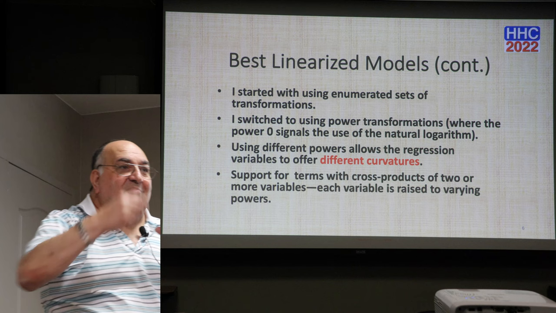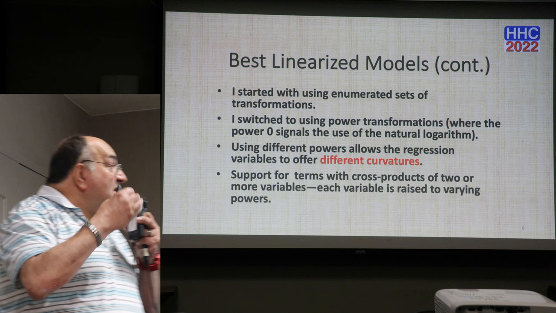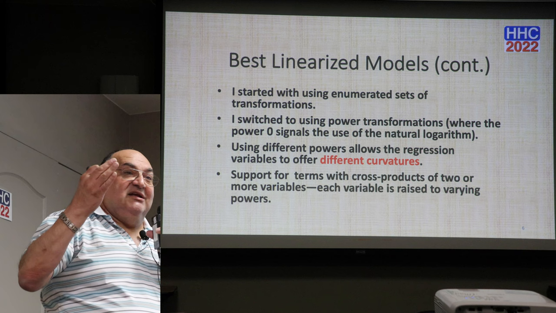But in the last few years, I switched from using these numbers as arbitrary selectors to actually representing powers for the variables. With one exception, 0: I said if you see 0, that's the log. Other than that, if it's 1, it's linear, 2 is square, 0.5 is square root, 1.5, that's the power.